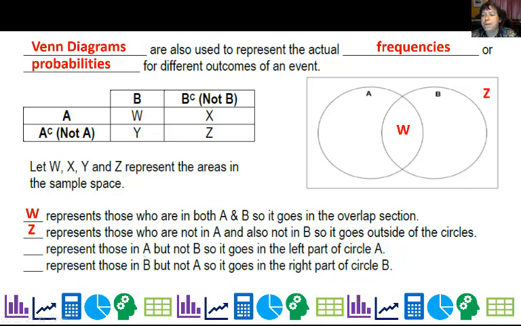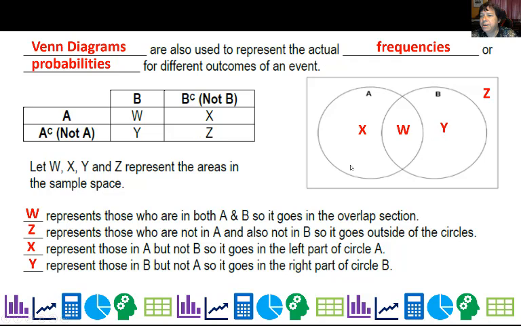Then we want to be in A, but not B. So that would be X. X would represent those in A and not B. And so it would go right here. And Y represents those in B, but not A. So it goes right over there.